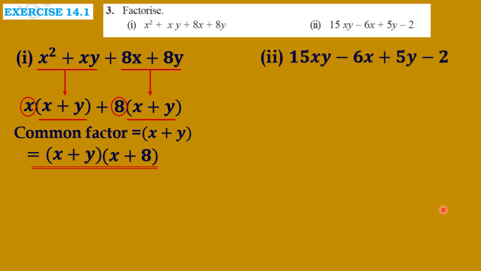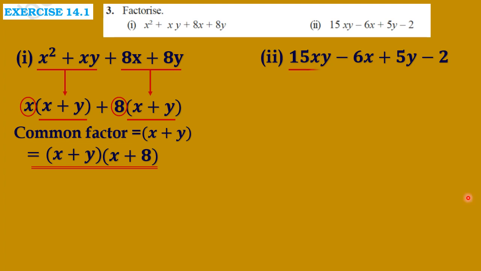Second question. 15xy minus 6x plus 5y minus 2. So here also there is nothing common in all the 4 terms, so we have to split. So splitting you can do in any way you like, no problem. Here if you take the first and second, 15 and 6, 3 is the HCF, x also common. But in 5y minus 2 there is nothing common. Otherwise you can take 15xy and 5y together, so that 5 is HCF and y is common, and 6x and 2 if you take together, 2 is common there. So you can arrange in any way.